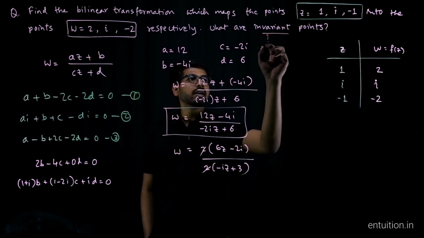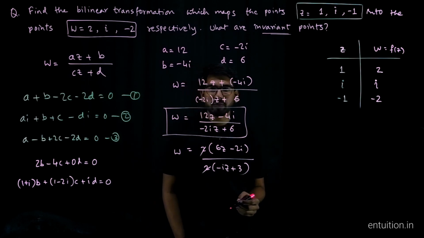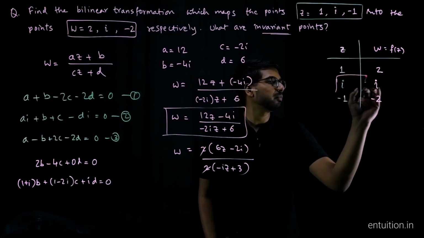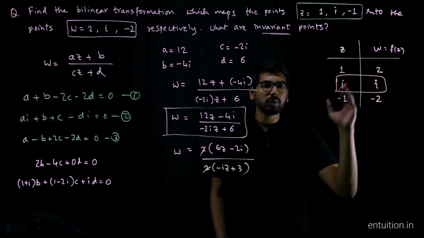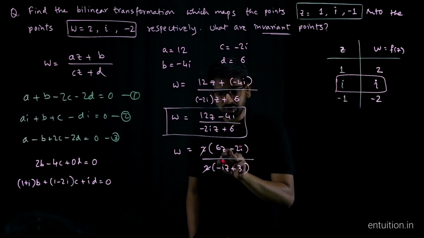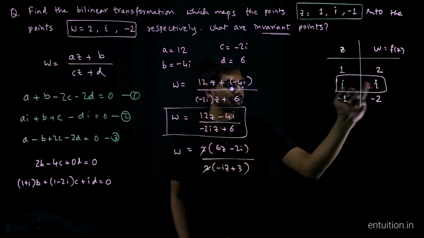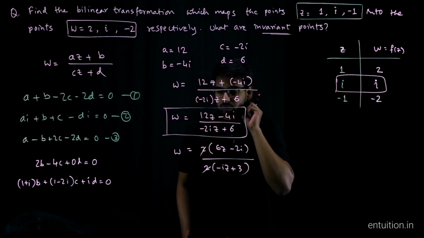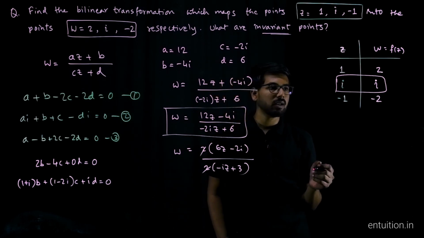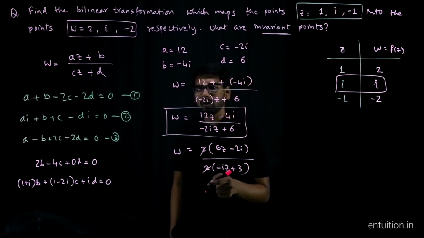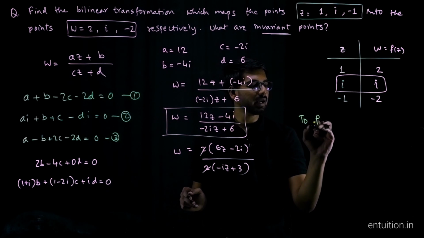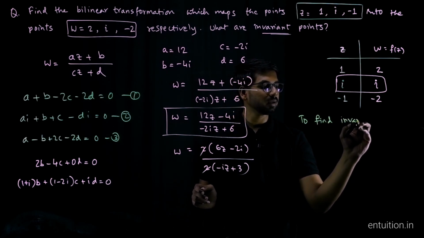Sometimes he'll ask you what are the invariant points. Okay. So what are the invariant points? The invariant points under this transformation are the points which remain same in both input and output, both in Z and W. So one such point is here. So if you substitute I in this equation, you will get I as the output. Okay. So what are the other such invariant points? We should find that. So one point is here already. Okay. So how do you find invariant points? Okay. Next step is to find invariant points.